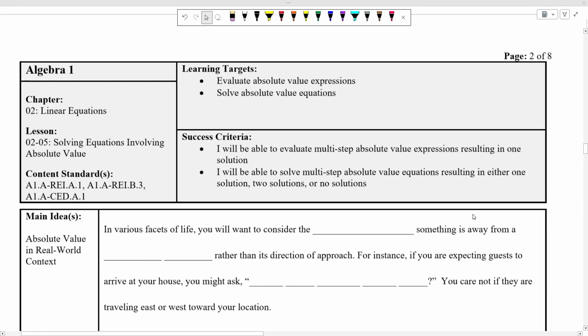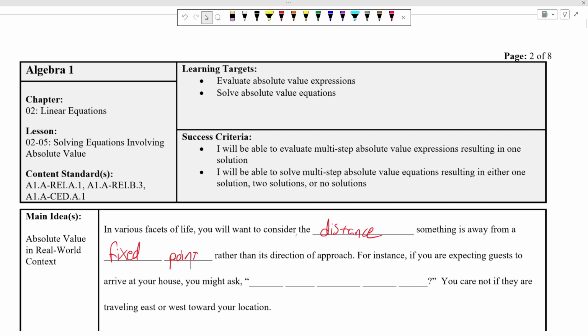Okay, so I like to start with funneling in real life and funneling it down into the actual math pieces. So let's talk about life for a second. In various facets of life, you will want to consider perhaps the distance. So let's write that word distance. Something is away from a fixed point, rather than its direction of approach.